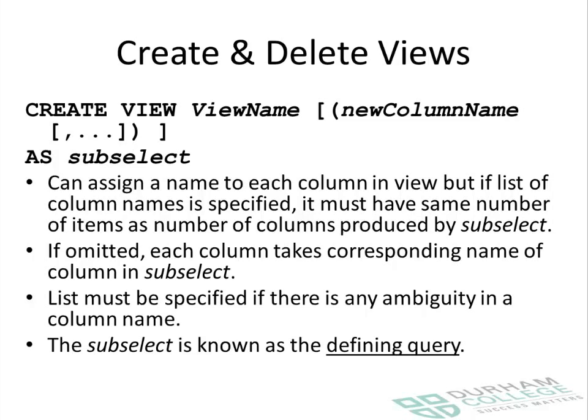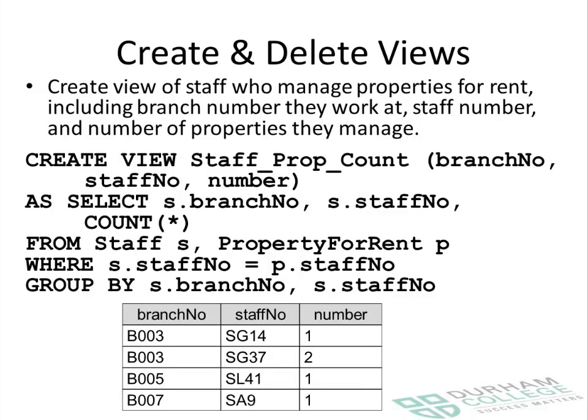So of course you're going to want to supply those alias column names or field names when you create your view. Here's an example of a create statement. You've got the create view statement, give it a name, and then there's our underlying subselect. So we've got the branch number, the staff number, and we're actually going to count the number of rows, how many staff at each branch. From staff, property for rent, where staff number equals staff number, so there's the join, and because there's an aggregate function, of course we've got to have the group by statement.